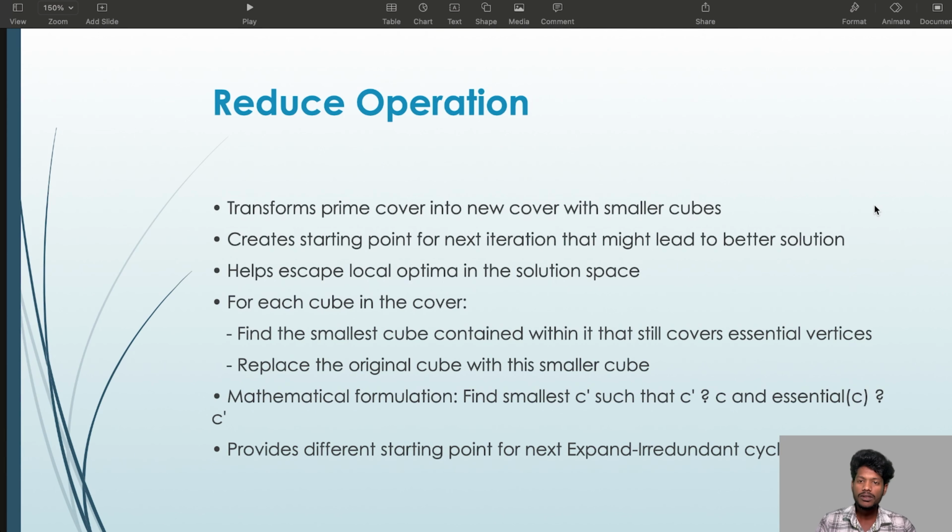And coming to the third part, the reduce operation. In the reduce operation, we transform the prime cover into a new cover with smaller cubes, which creates a starting point for the next iteration that may lead to a better solution. It helps escape local optima in the solution space. For each cube in the cover, find the smallest cube contained within it that still covers the essential vertices, and replace the original cube with this smaller cube.